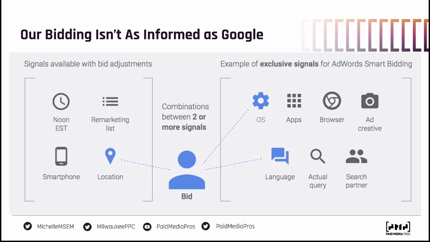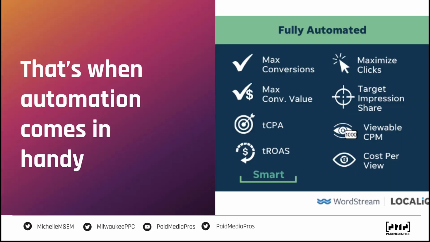And if you're struggling to make Manual CPC work, even after following all these steps, and you really want to be able to take advantage of that, and you have enough conversion data, you can shift over into a lot more of the fully automated bid strategies that Google has. The ones in the left-hand column here are going to be the smart ones, so max conversion value, target CPA, target ROAS, but there are a handful of other bid strategies if you're not as conversion focused that you can utilize as well.